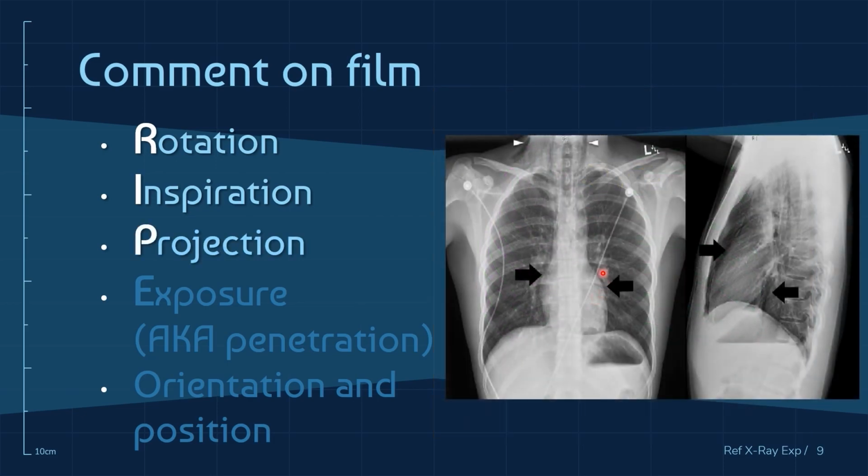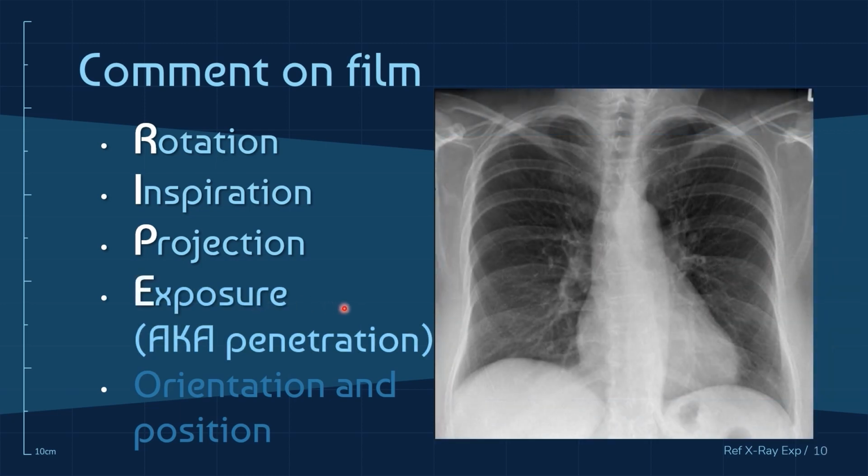Moving on to the projection, we can have 3 options. It's either posterior-anterior projection or antero-posterior projection, and we also have the lateral projection. Next, we have the E, which is the exposure of the film of the X-ray, or as it is more commonly known, the penetration. You need to see how well the X-ray has penetrated into the patient. You can tell this by seeing the vertebral bodies.